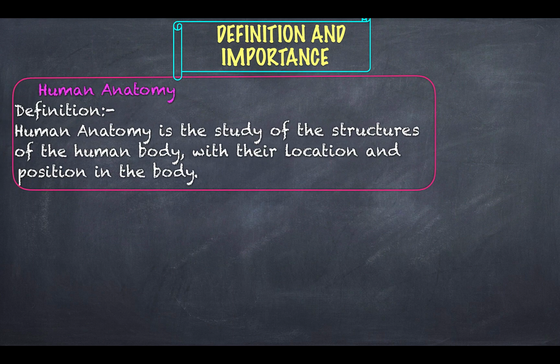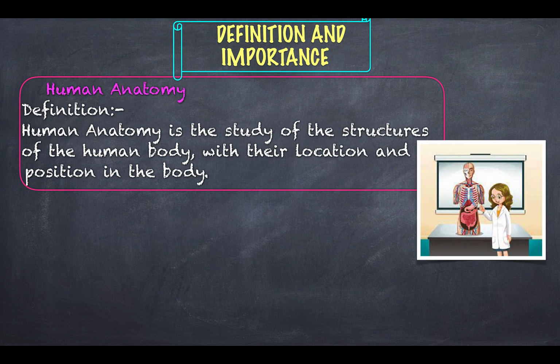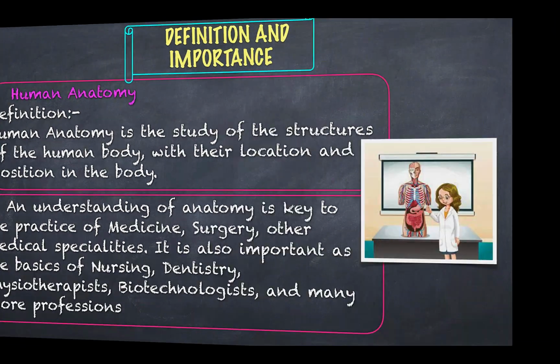Now the definition of anatomy is that human anatomy is the study of the structure of the human body with their location and position in the body. So the medical student should be aware of all these things. And understanding anatomy is very important for all other fields also: medicine, surgery, other fields of medicine, nursing, dentistry, and many other fields.